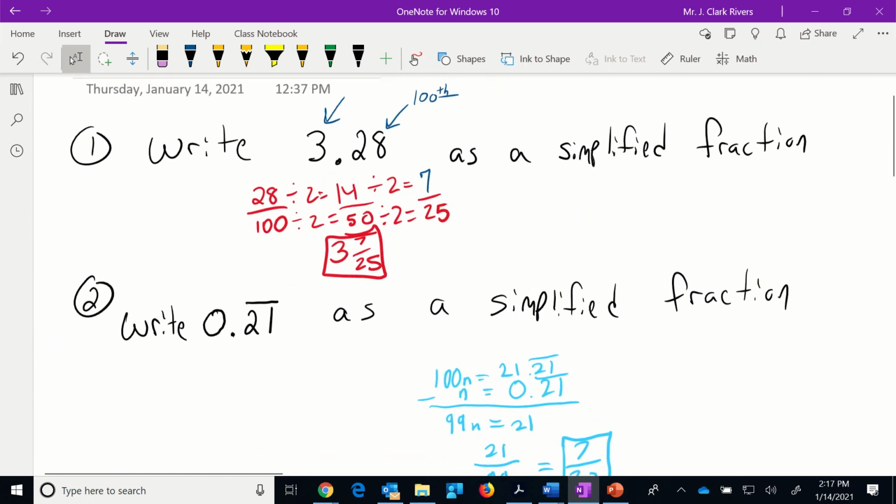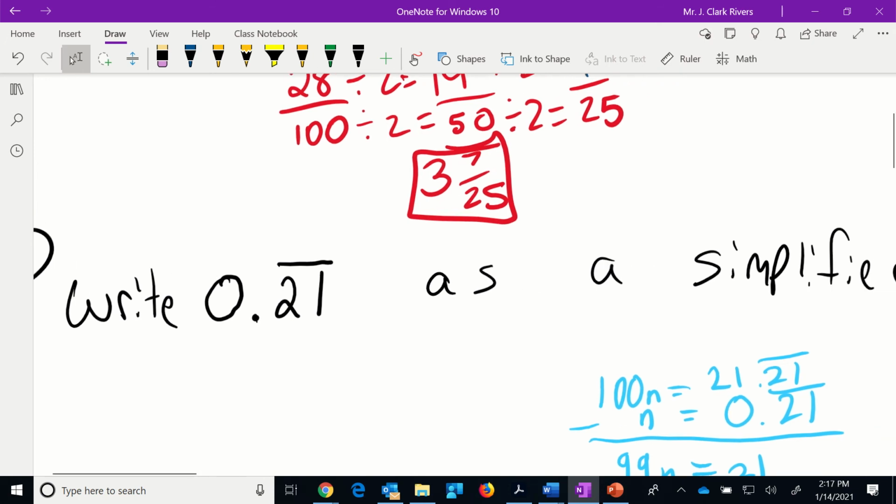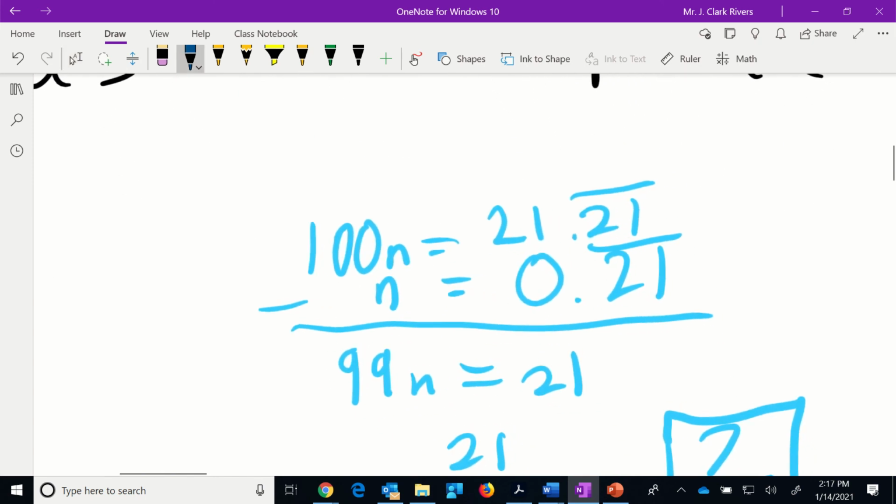Next, we're going to write this repeating decimal, 0.21 repeating, as a simplified fraction. There's a completely different method for doing this with a repeating decimal. So n is going to be equal to my repeating decimal of 0.21. Remember, this is 0.21212121 forever.